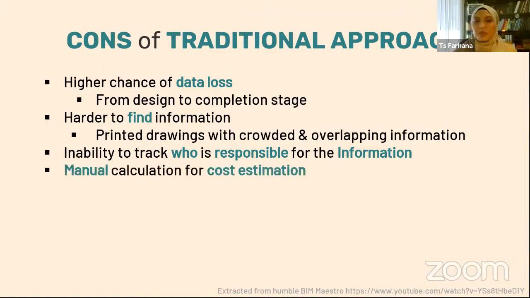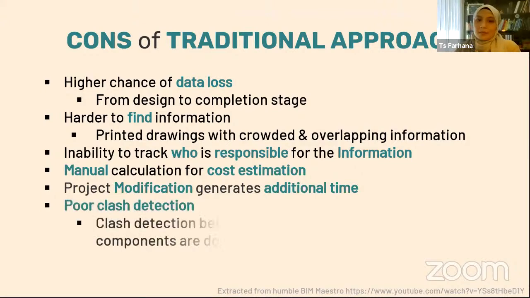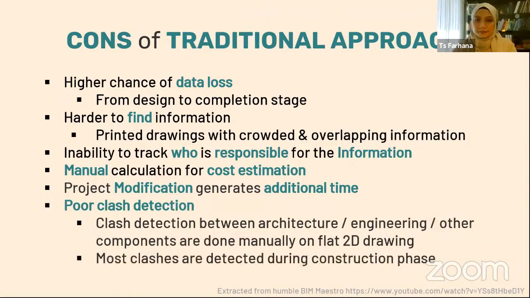Manual calculation for cost estimation. Project modification generates additional time because when you modify one area, for example, you have to create another drawing, you have to pass it back to the engineer, etc. And poor clash detection, as I mentioned before, is manual. More clashes are detected during the construction phase, when it's visually 3D, the real 3D in front of your eyes.